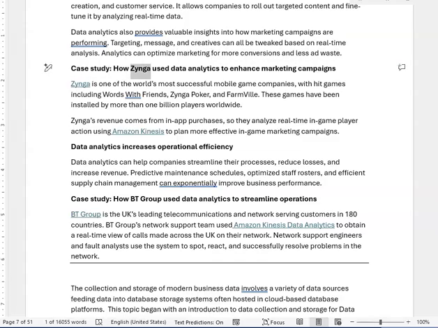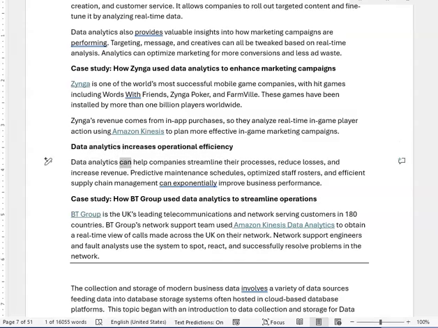Case study: How Zynga used data analytics to enhance marketing campaigns. Zynga is one of the world's most successful mobile game companies, with hit games including Words with Friends, Zynga Poker, and Farmville. These games have been installed by more than 1 billion players worldwide. Zynga's revenue comes from in-app purchases, so they analyze real-time in-game player action using Amazon Kinesis to plan more effective in-game marketing campaigns.